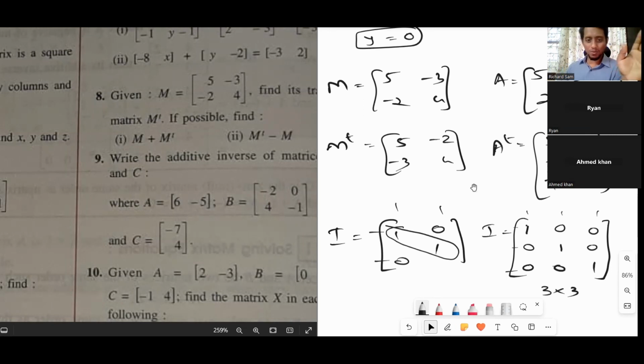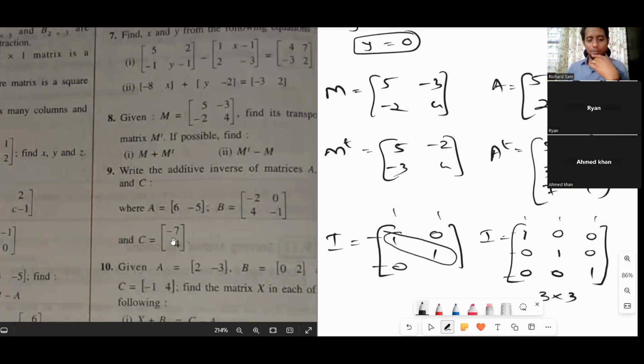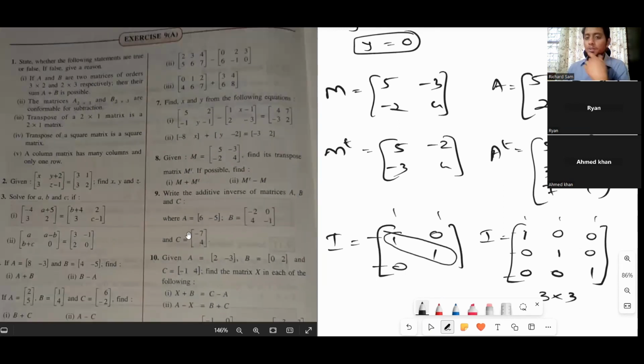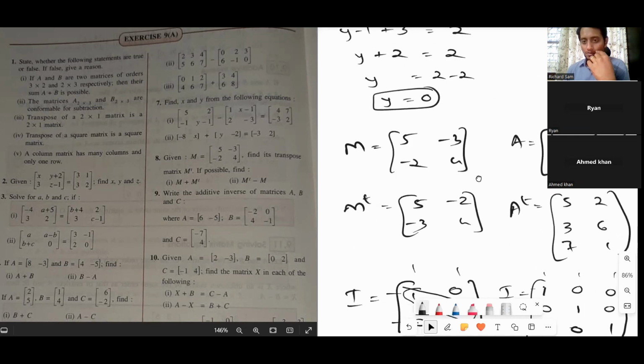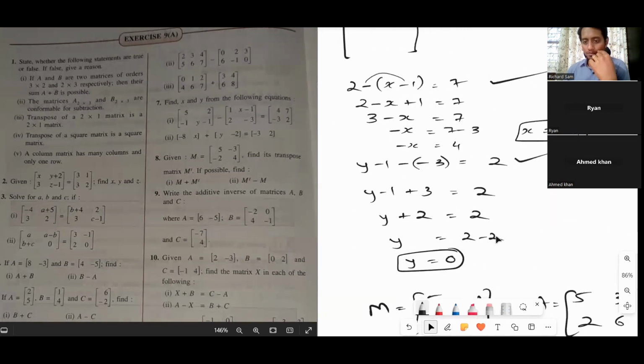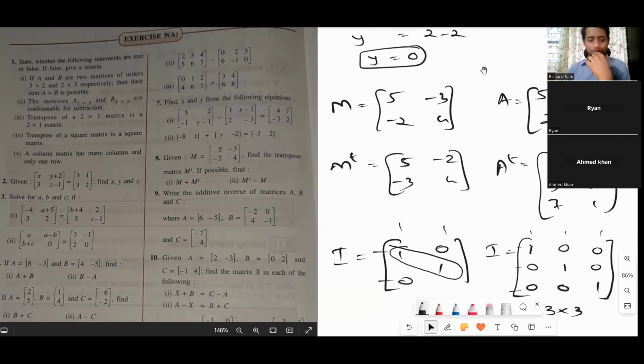So this is mostly what is there in this first part of this chapter. After this, we will go into multiplication. You all just write this much down. M transpose, A transpose, and what is an identity matrix? Yeah, write this much.